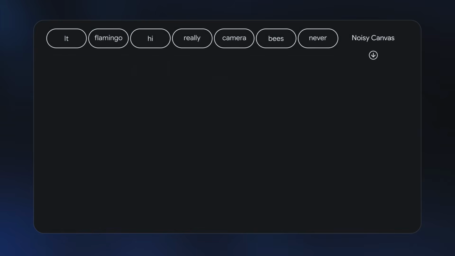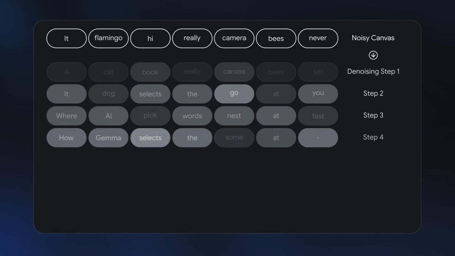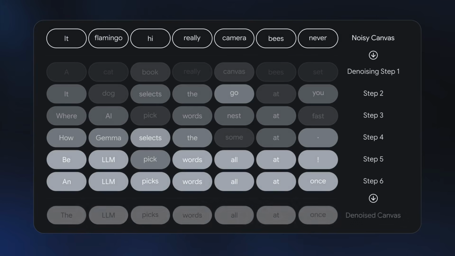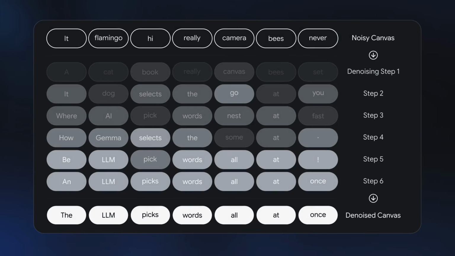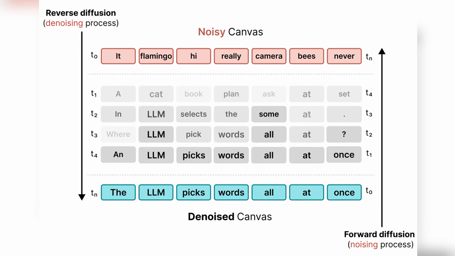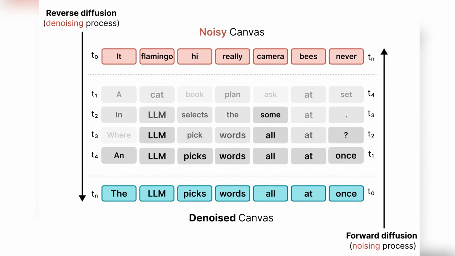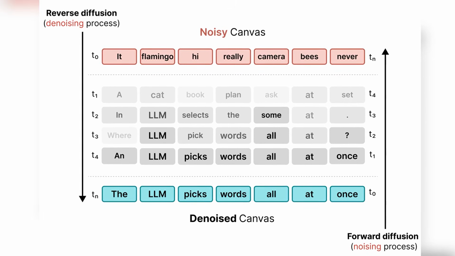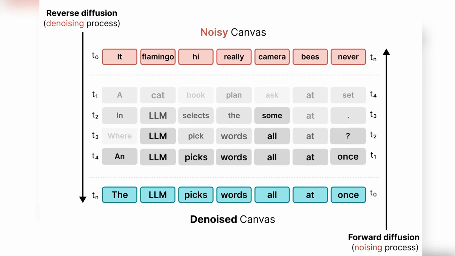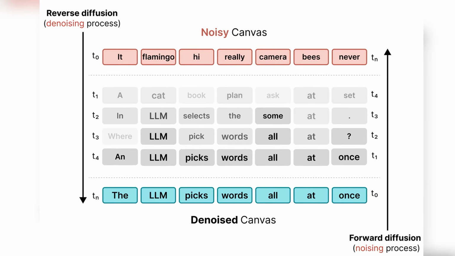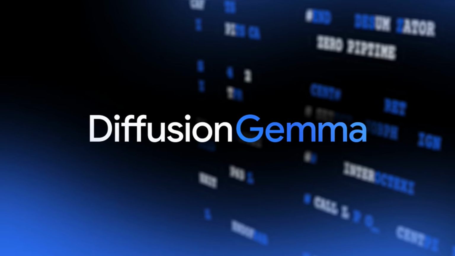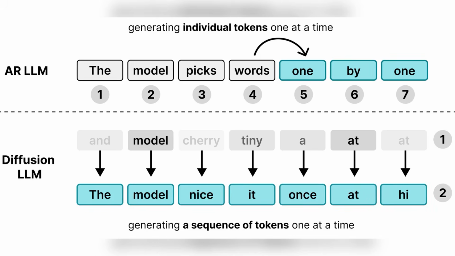Watch the screen. Random words fill a canvas. Gibberish, noise, nothing useful. Then, over 6 quick steps, the noise sharpens. Letters lock into place. And suddenly, a clean sentence sits where chaos was a second ago. That is DiffusionGemma, a new open model from Google DeepMind released this week.